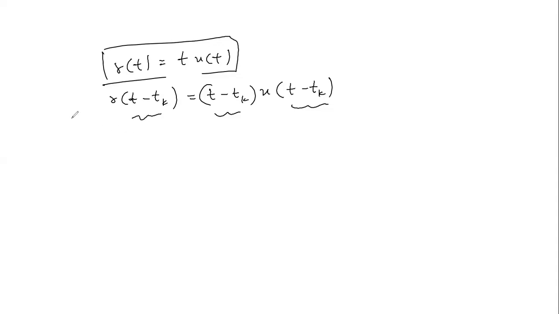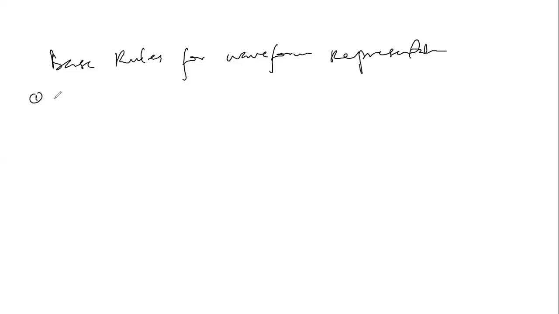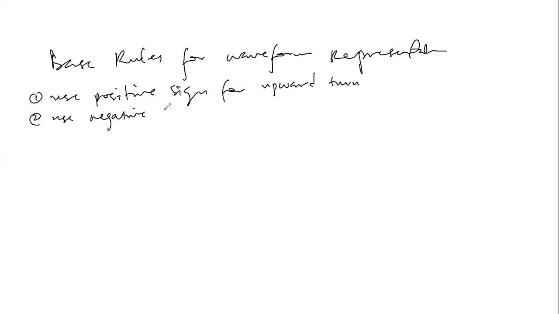Now, let's give a little ground rule. The basic rules for waveform representation, I'll just run through this quickly. One, we want to use a positive sign for upward turn. Then you also want to use a negative sign for downward turn.